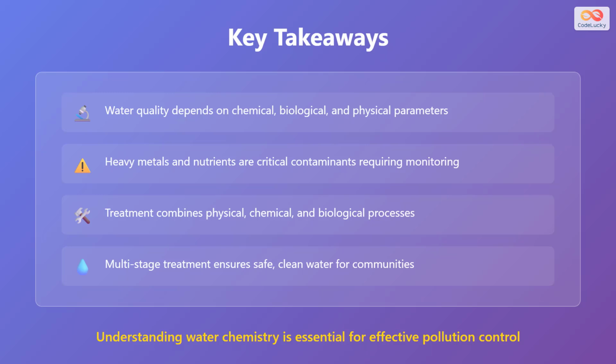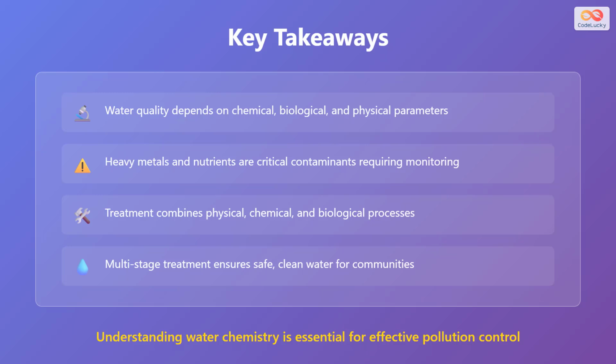Let's review the essential concepts we've covered. First, water quality depends on measuring and controlling chemical parameters like pH and dissolved oxygen, monitoring biological contaminants such as bacteria and viruses, and assessing physical characteristics like turbidity and temperature.